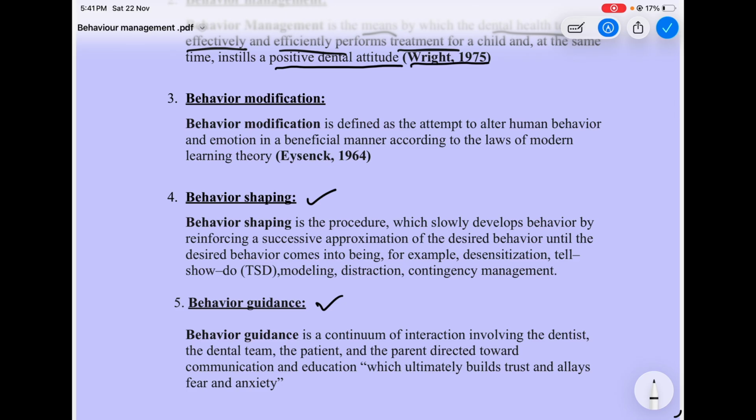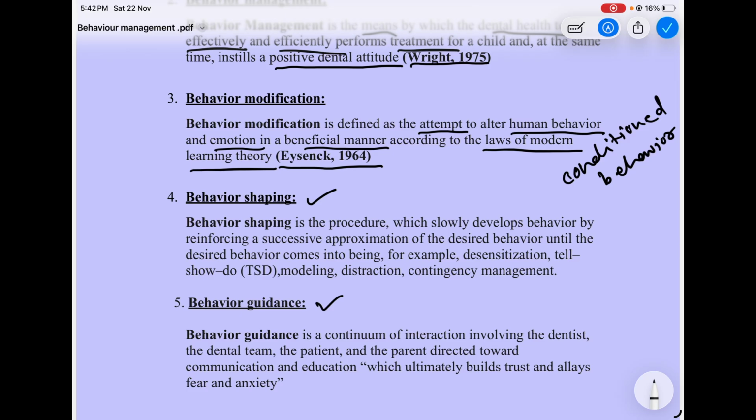So behavior modification. According to Eysenck in 1964, behavior modification is defined as the attempt to alter human behavior and emotion in a beneficial manner according to the laws of modern learning theory. Here, the laws of modern learning theory include classical and operant conditioning, which mainly focus on conditioned behavior. So here the main thing is conditioned behavior. So we generally shape the behavior, and from that the next is behavior shaping.